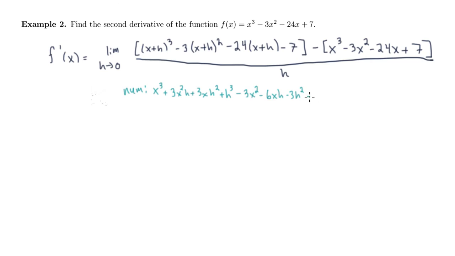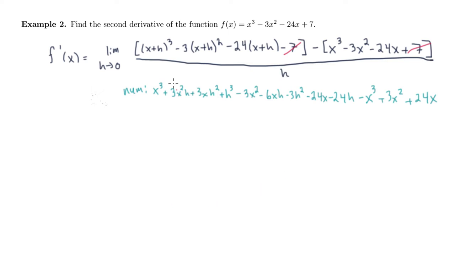And then minus 24x minus 24h minus 7, but the minus 7s are going to cancel. You see that right away. Okay, so we just have minus x cubed plus 3x squared plus 24x. Okay, so that's what the numerator is. It's a mess. It's very easy to make mistakes, so it probably is a good idea to write this out big and clear, like I'm doing here.